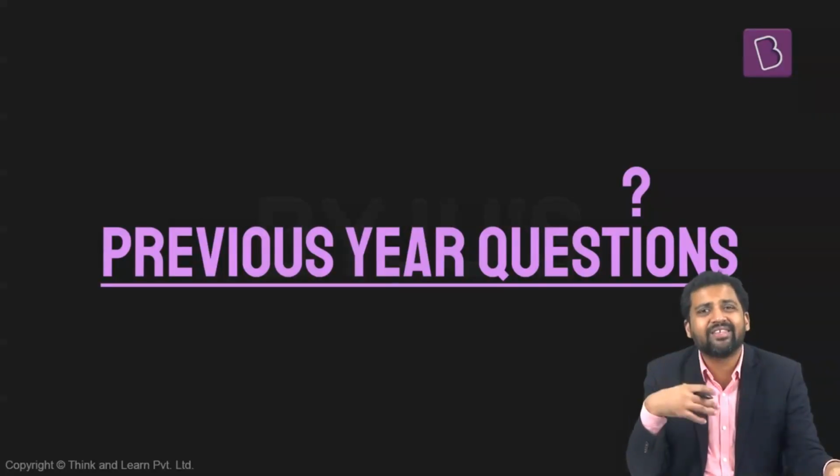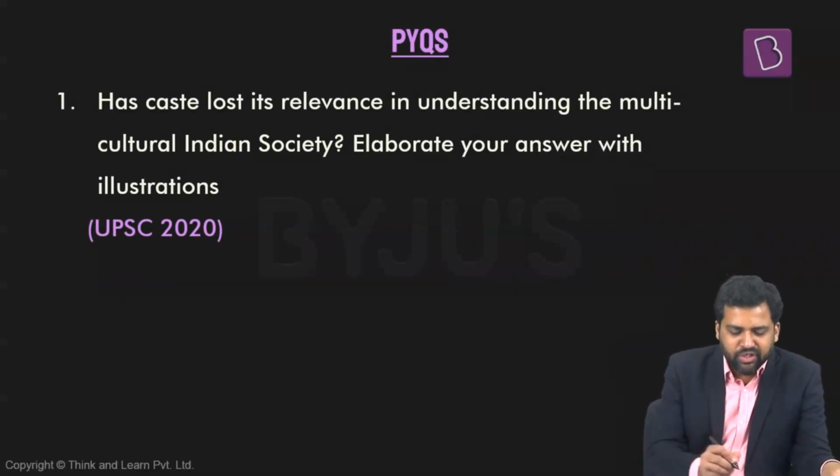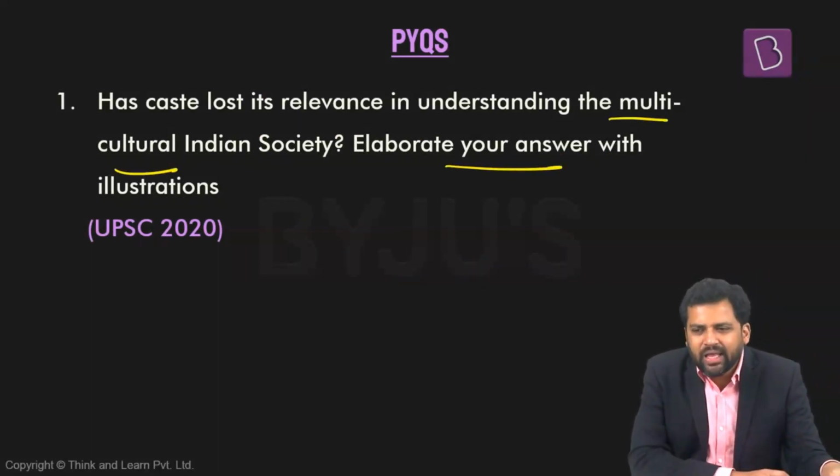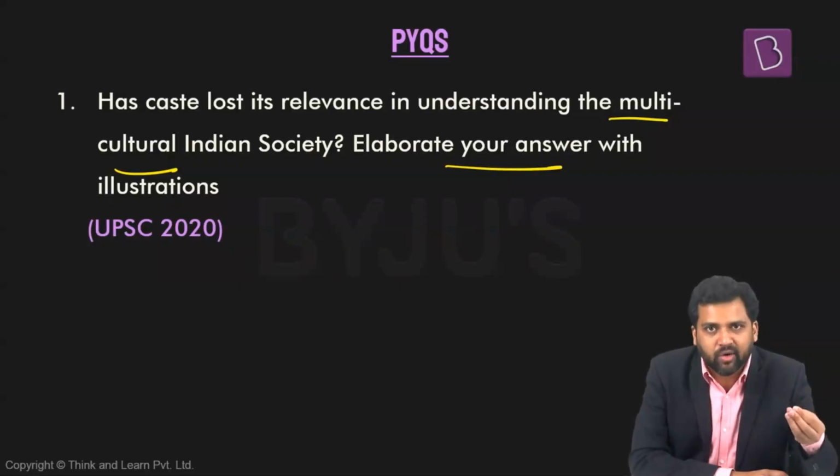Again, all these questions, detailed solutions and all, have been discussed in separate sessions. I'll just show you the question and give you a broad overview of what the question is asking from you. First question: has caste lost its relevance in understanding the multicultural society? Elaborate your answer with illustrations. So what it is asking you is, if you have to understand Indian society, can you not consider caste, without reflecting about caste, can you understand Indian society? Which implies, does caste matter or not in the present context? So what will be your answer?